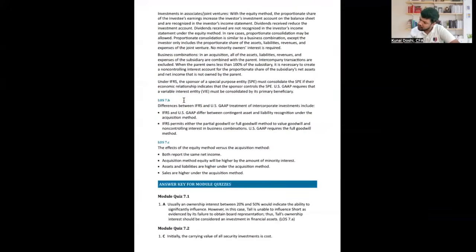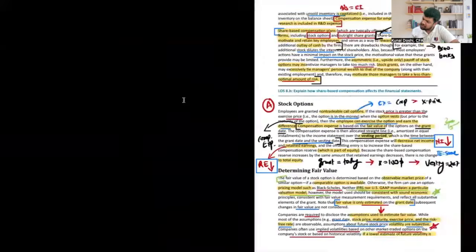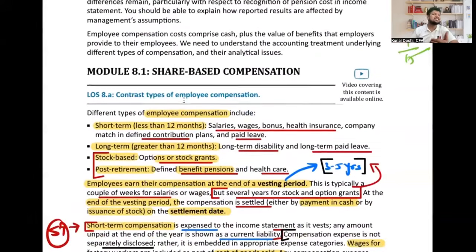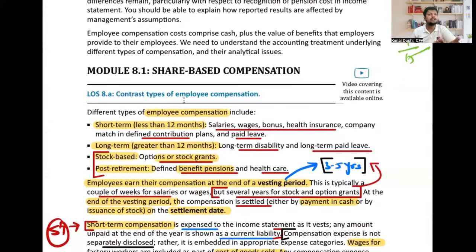So we are moving into employee compensation. In this employee compensation, first, as I said, we are going to discuss share-based compensation. But before that, there is short-term and long-term compensation. Short-term compensation is like your salary, bonus or wages. Long-term, which is beyond 12 months, is when the company pays you for disability or any paid leave that gets accrued for your couple of years of services.